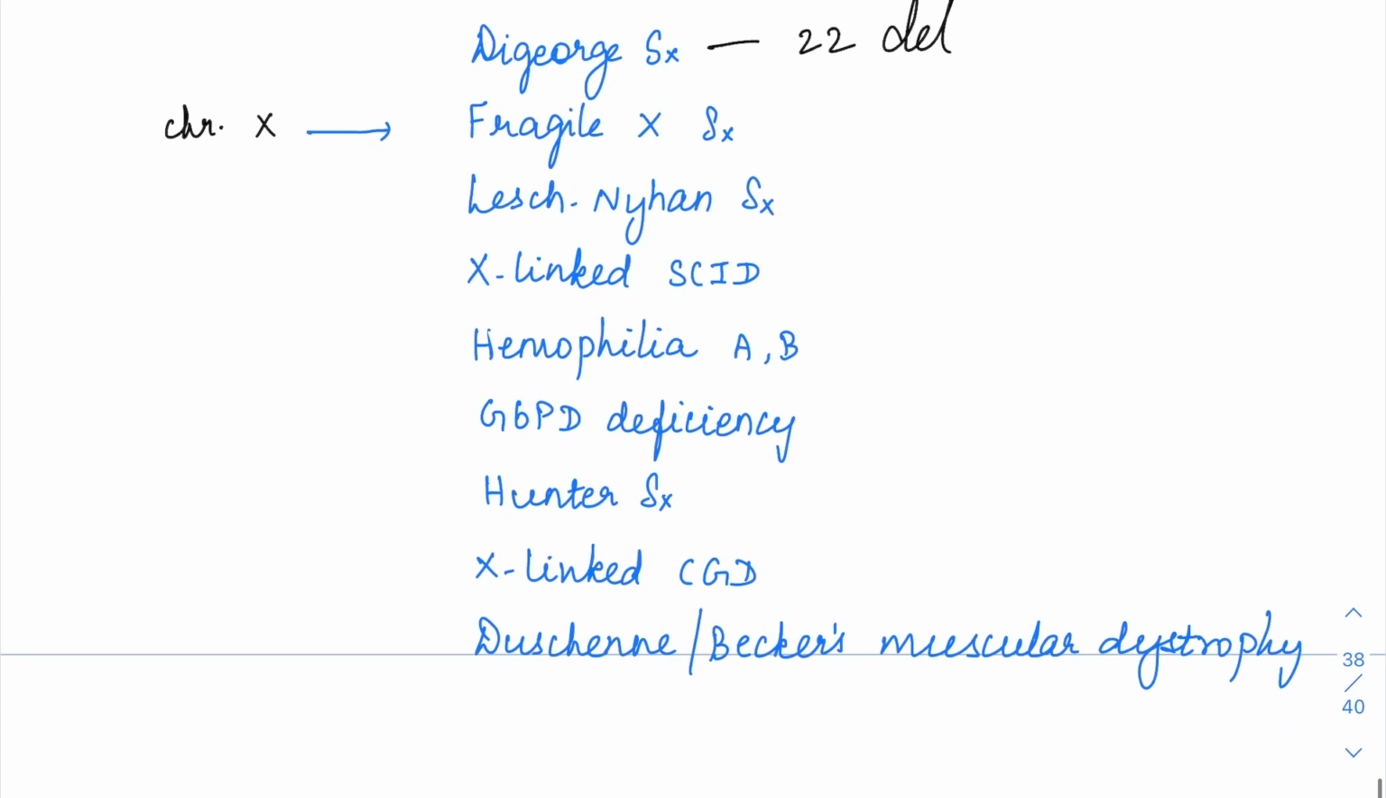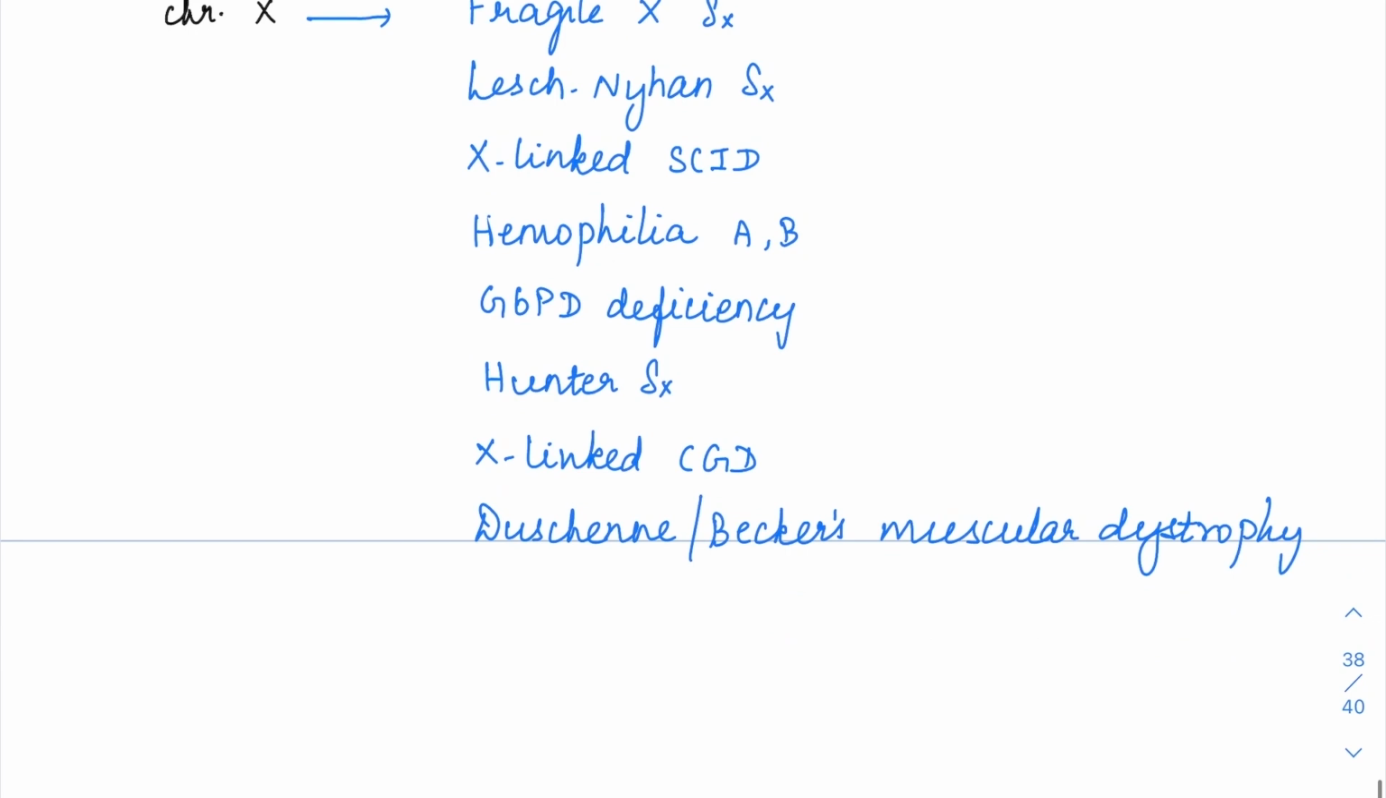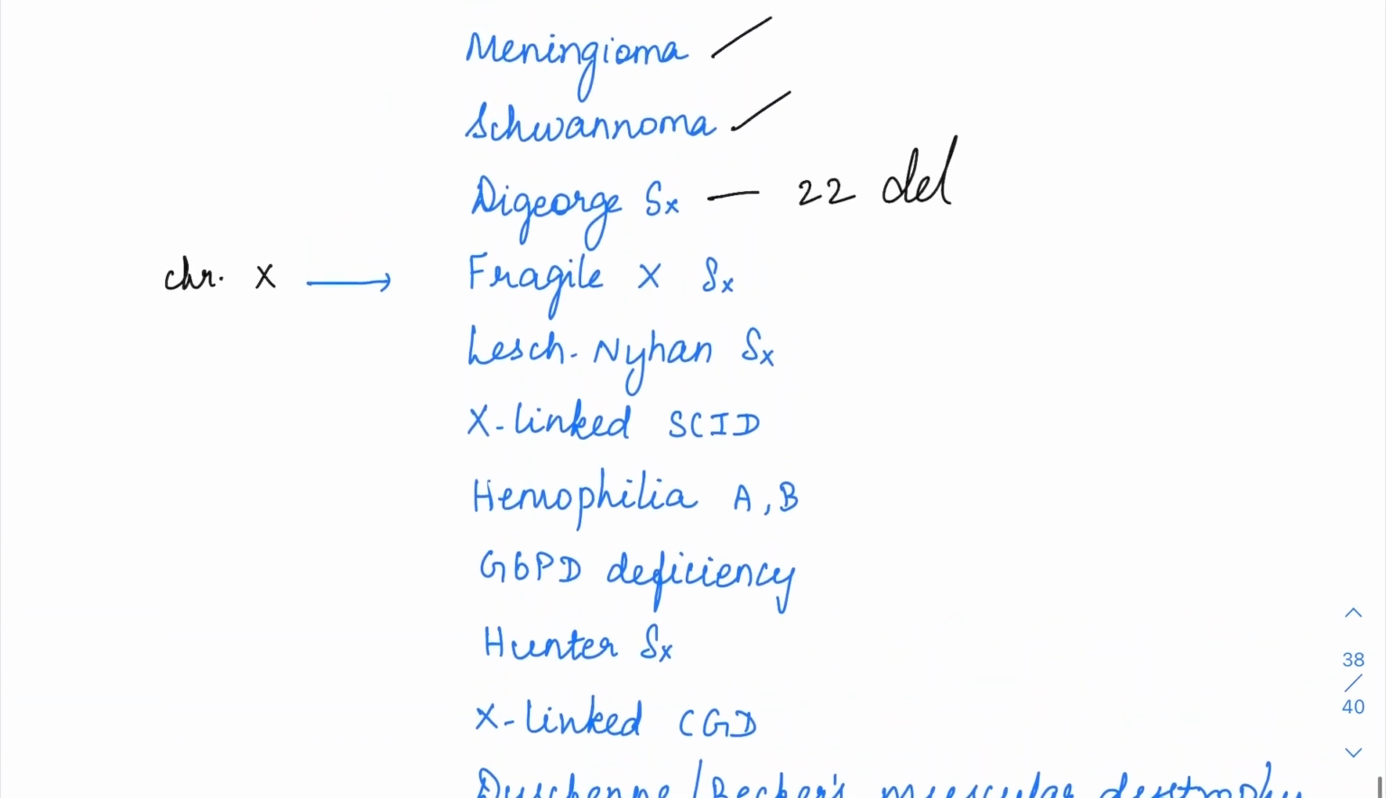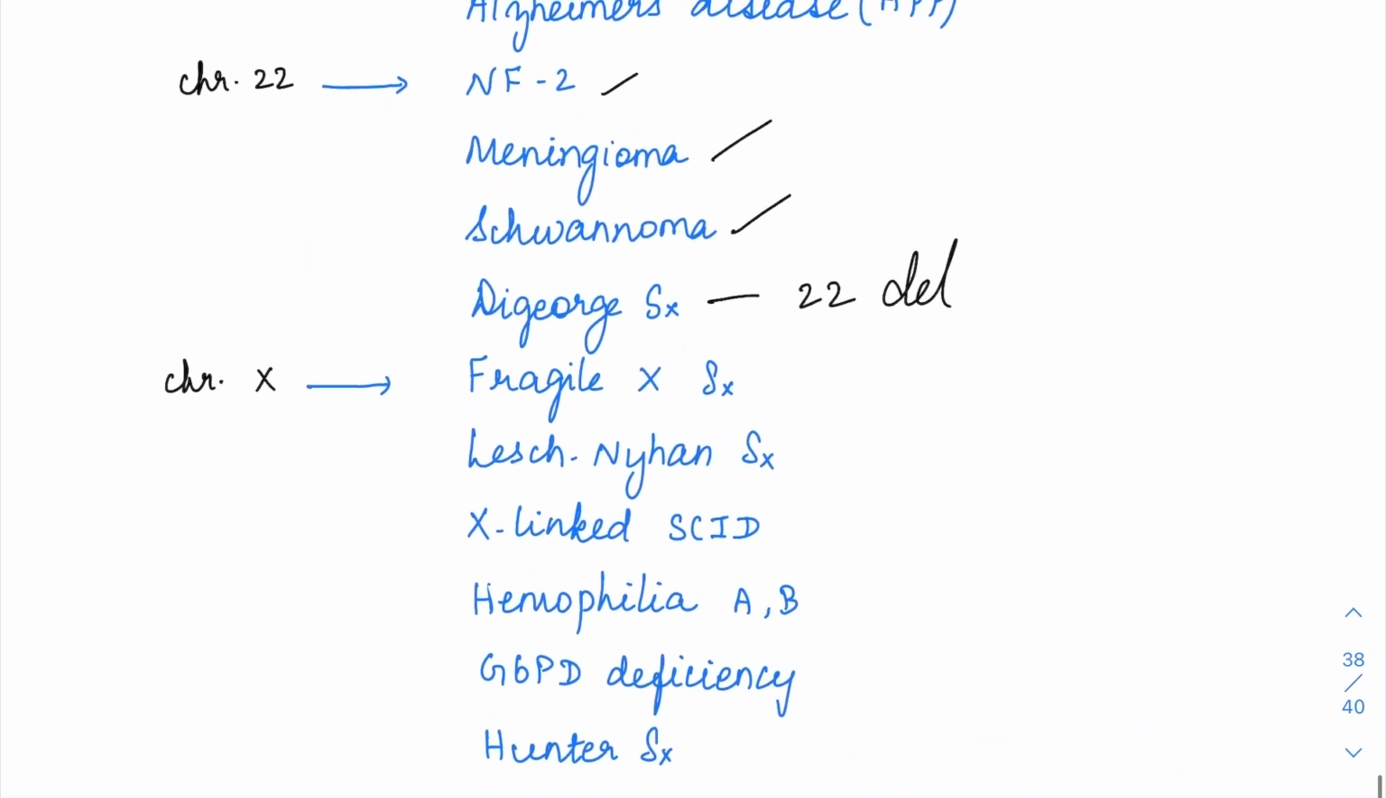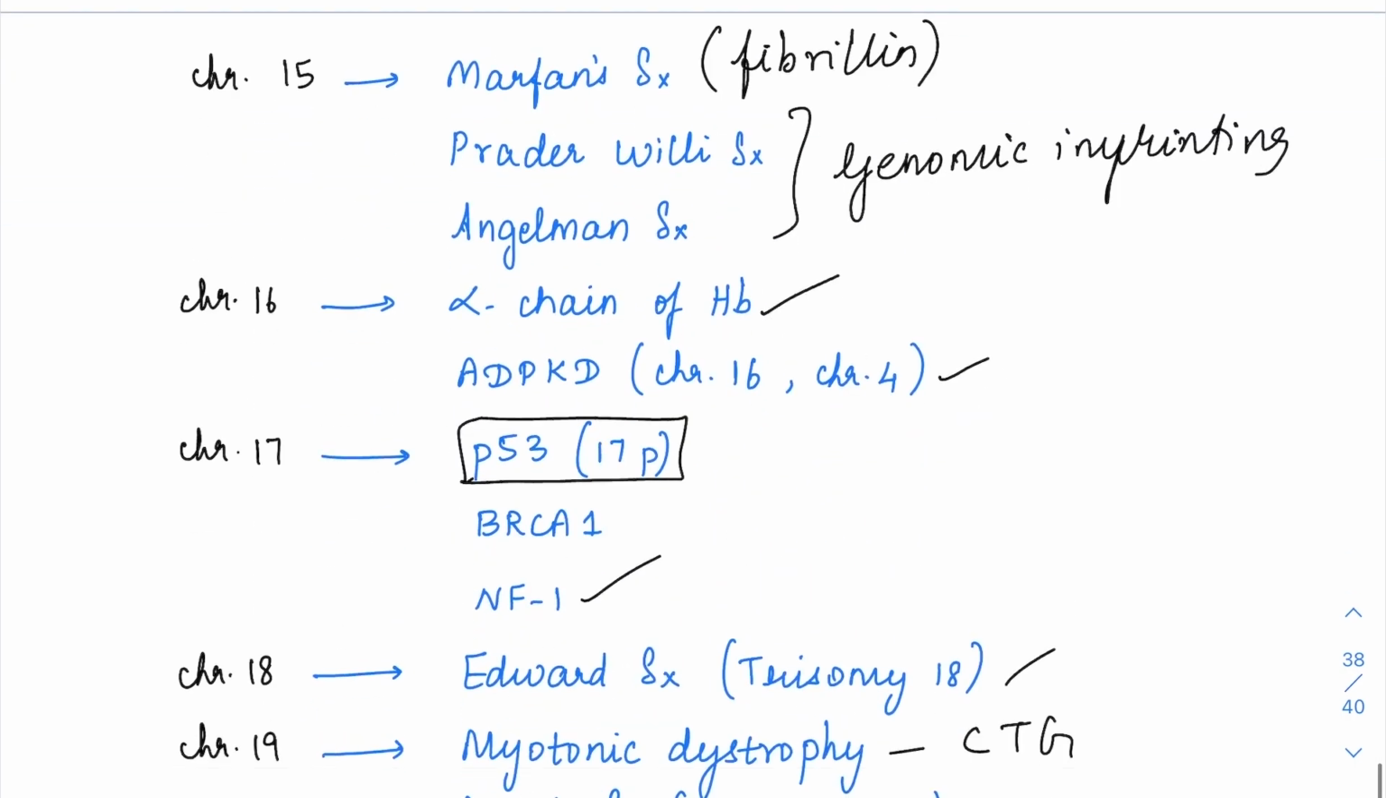Then chromosome X, you can write all the X-linked disorders we had studied in genetics. So Fragile X syndrome, Lesch-Nyhan, X-linked SCID, X-linked chronic granulomatous disease, hemophilia, G6PD, Hunter disease. So all of these are going to be examples of chromosome X. All of these genes are going to be present in chromosome X. So this you can use it finally for revising.